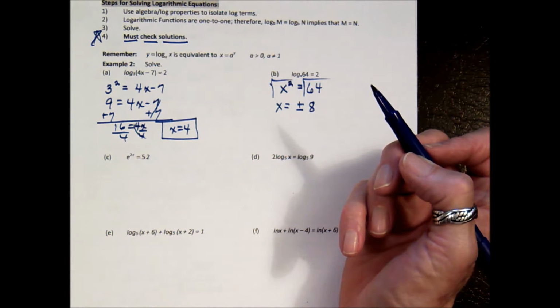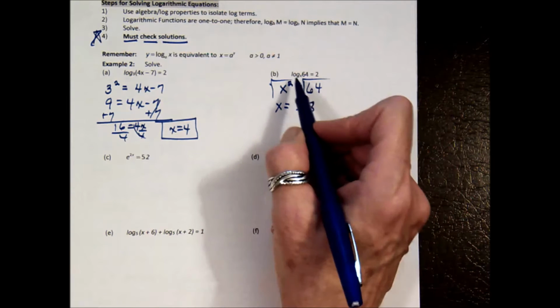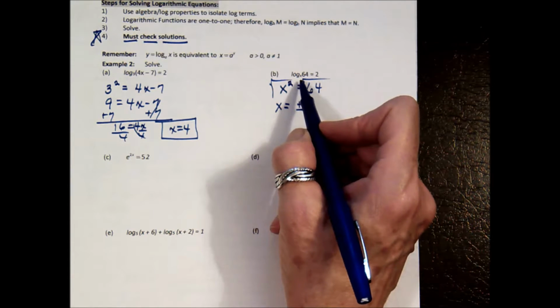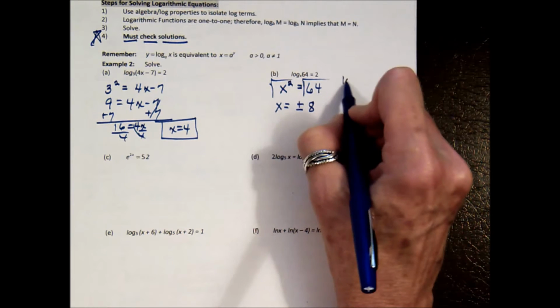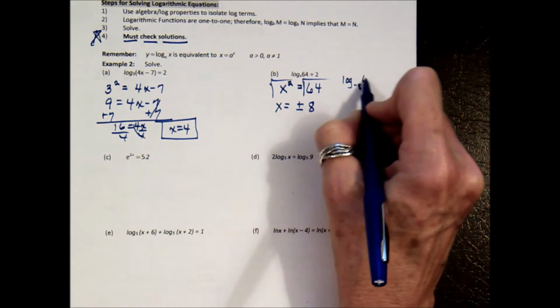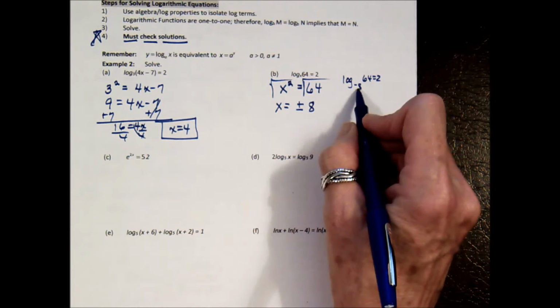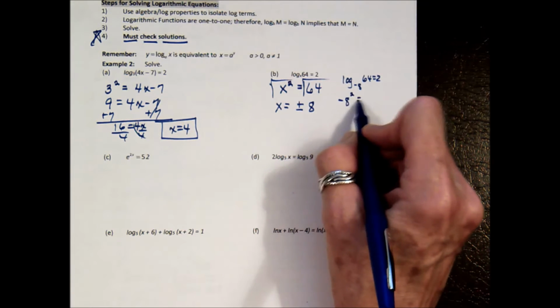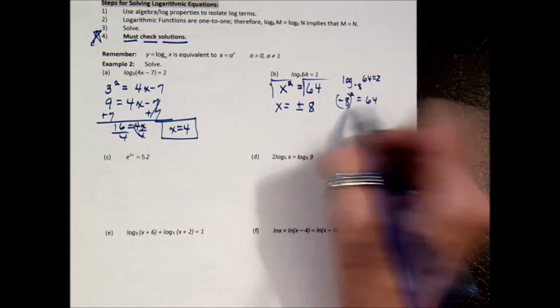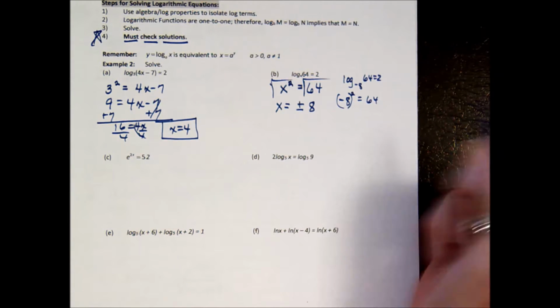If x is negative 8, can I say log base negative 8 of 64 is 2? Let's see. Log base negative 8 of 64 is 2. That would mean negative 8 squared is equal to 64. So we can have it.